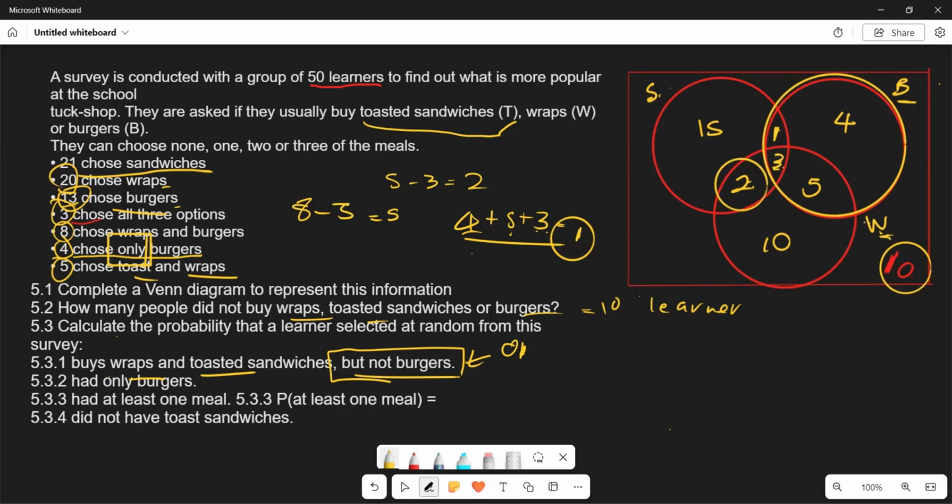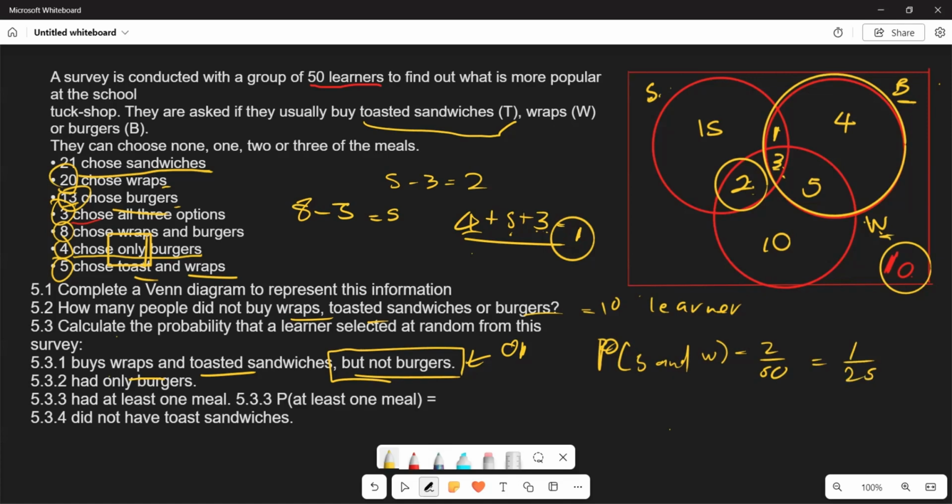Remember, it was going to be 2 plus 3. However, because they said but not burger, you now exclude these 3, because these 3 learners also bought a burger, and you don't want a burger in your calculations. So this is simply going to be 2. The probability of sandwich and wrap is going to be 2 over 50, which is 1 over 25.